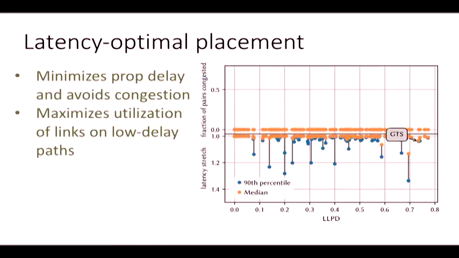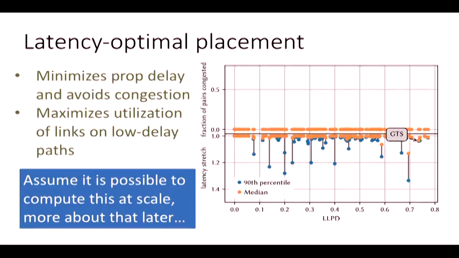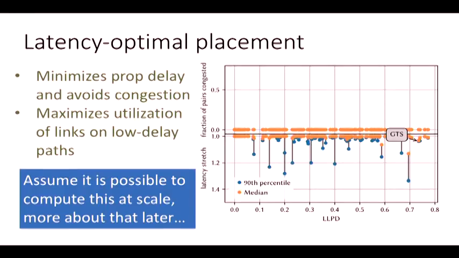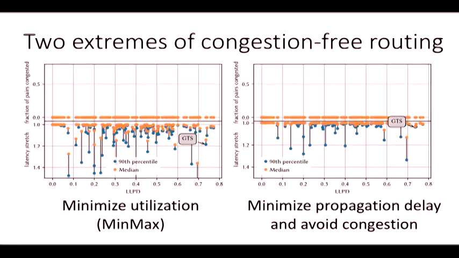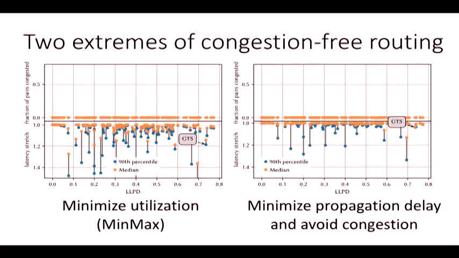Well, yeah, what we can do is minimize the propagation delay while avoiding congestion. And this has the effect of maximizing the utilization of links on low delay paths. This is what we call the latency optimal placement. Now, let's for now assume that it is possible to compute this at scale, and I'll tell you more about that later. So we have this latency optimal placement, to the right, the one that minimizes propagation delay and avoids congestion. And to the left, we have min-max, the one that just minimizes utilization. Those are the two extremes of the congestion-free routing spectrum.